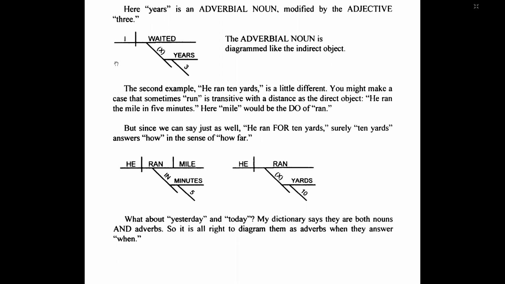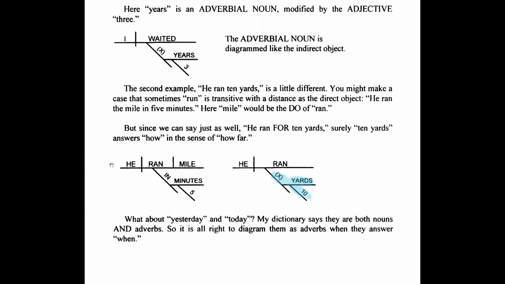How did you run? Ten yards. For 10 yards. How far? Okay. And so you see, this is how she's going to diagram it in yards, 10 yards. He ran a mile in 5 minutes, right? So this is the way to kind of look at it. Okay. But it's a pretty simple way of diagramming.